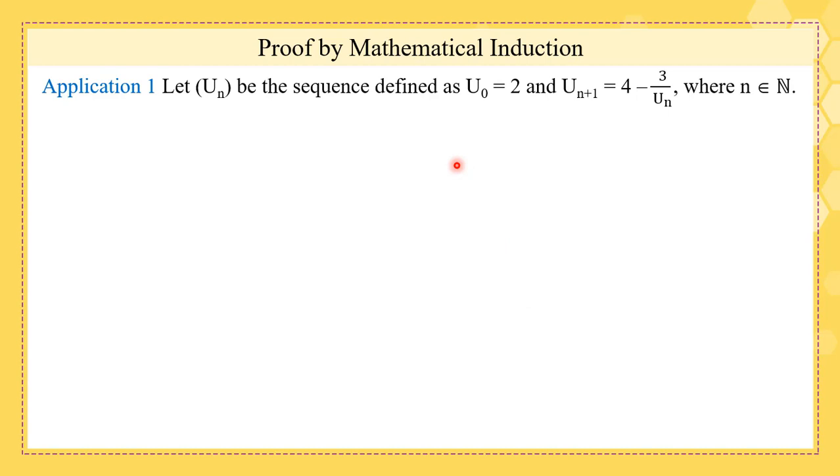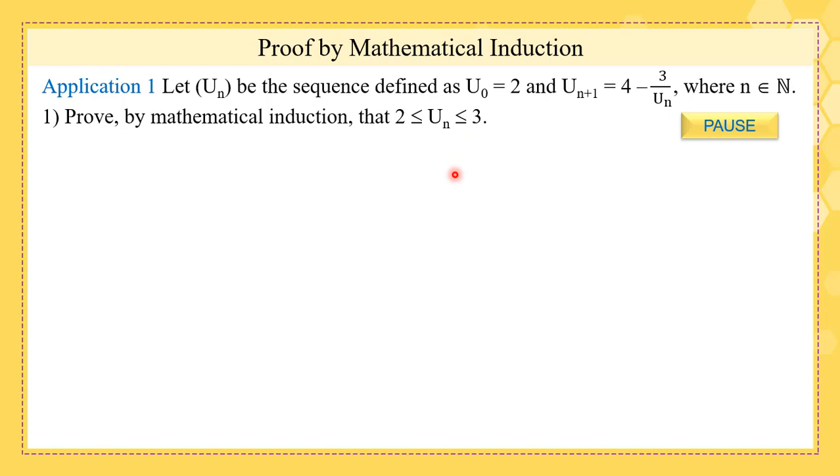Let's see this application. un is a sequence defined as u0 is 2 and un plus 1 is 4 minus 3 over un. We need to prove by mathematical induction that un is framed by 2 and 3. Try to do it alone. Remember to use mathematical induction, the 3 steps.